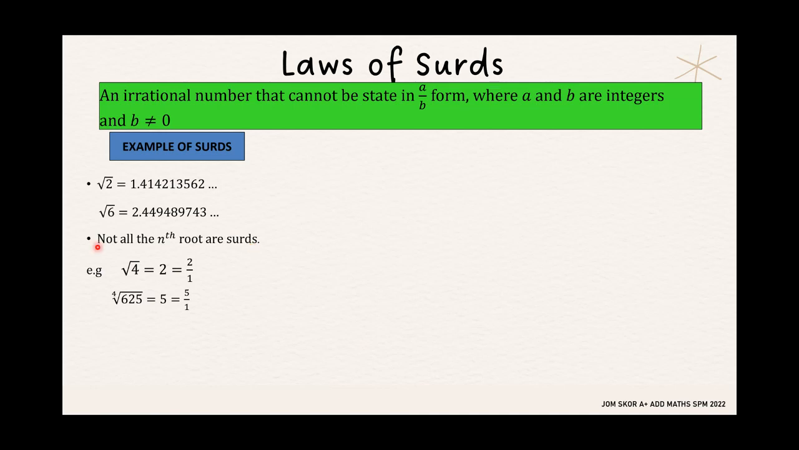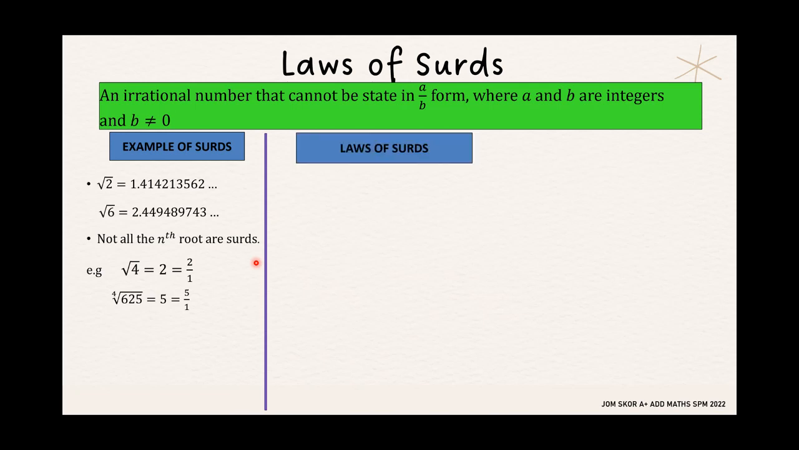Samalah juga dengan surd 6 di sini. Okay, surd 6 bila tekan calculator, kita akan dapat 2.4494. Kita tengok lagi dekat hujung calculator masih lagi ada nombor. Okay, but not all the square roots are surds. Contohlah kita ada surd 4. Surd 4 is equal to 2. Sama dengan 2/1. Boleh ditulis dalam bentuk pecahan. So ini bukan surd. Kita ada juga fifth root of 5 to the power of 4, ini kita dapat 5. And it can be written as 5/1 dalam bentuk pecahan. So ini pun bukan surd. Okay.